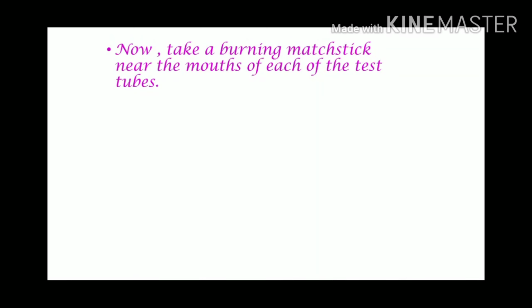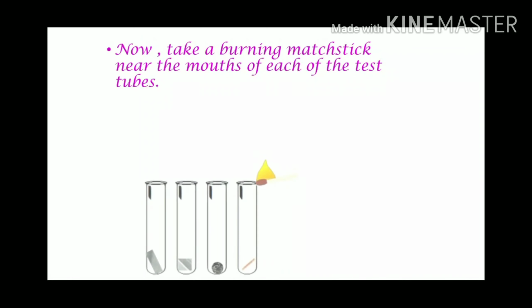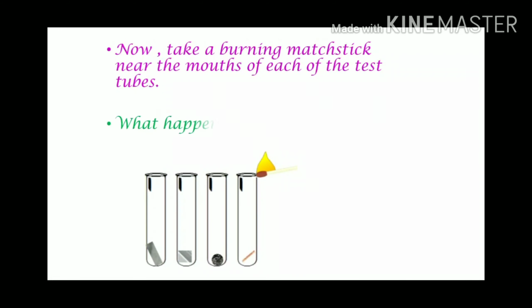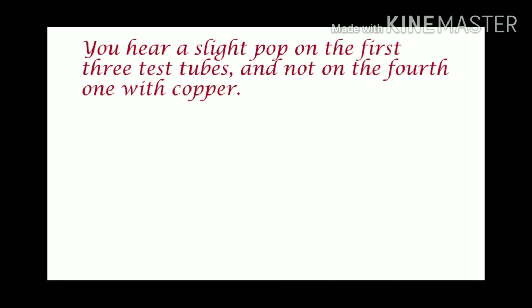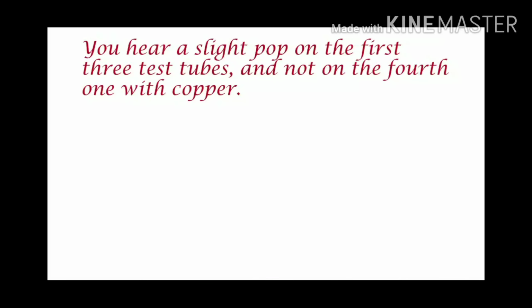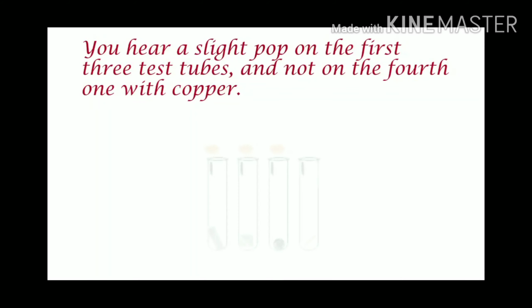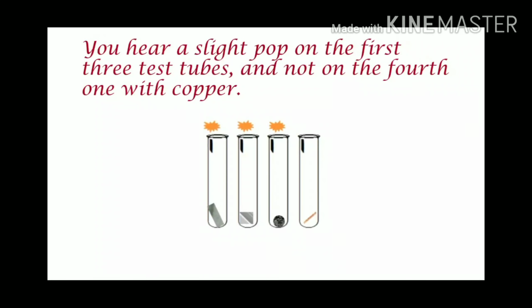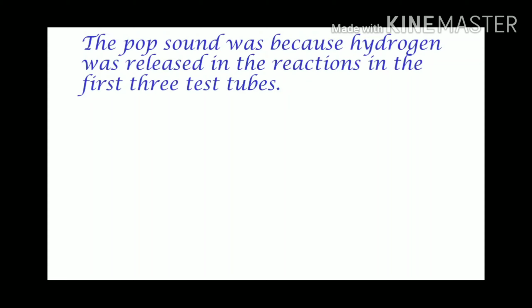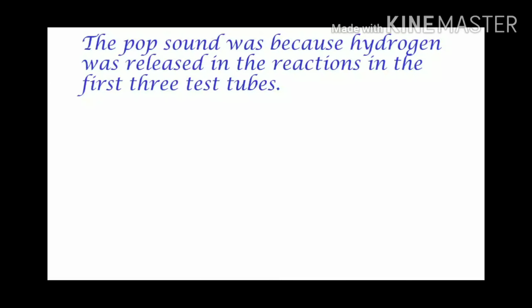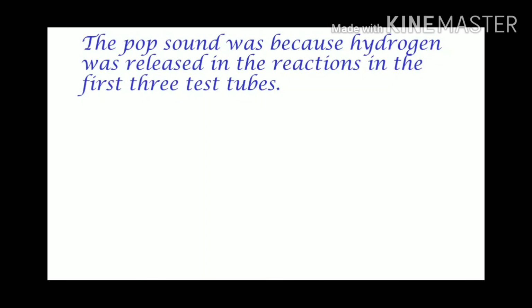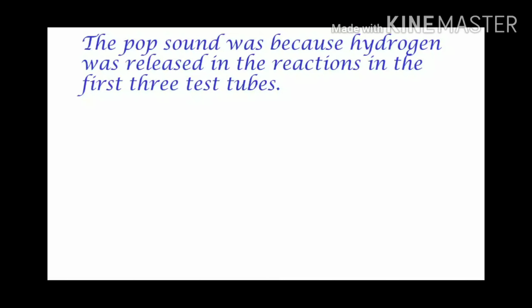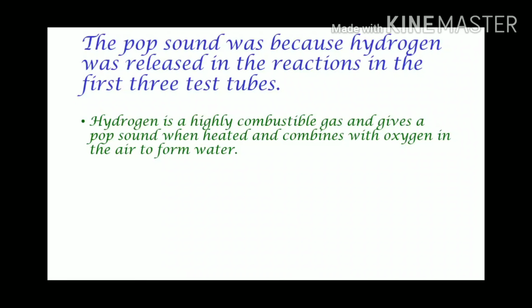Now take a burning matchstick near the mouths of each of the test tubes. What happened? You hear a slight pop on the first 3 test tubes and not on the fourth one with copper. The pop sound was because hydrogen was released in the reactions in the first 3 test tubes. Hydrogen is a highly combustible gas and gives a pop sound when heated and combines with oxygen in the air to form water.